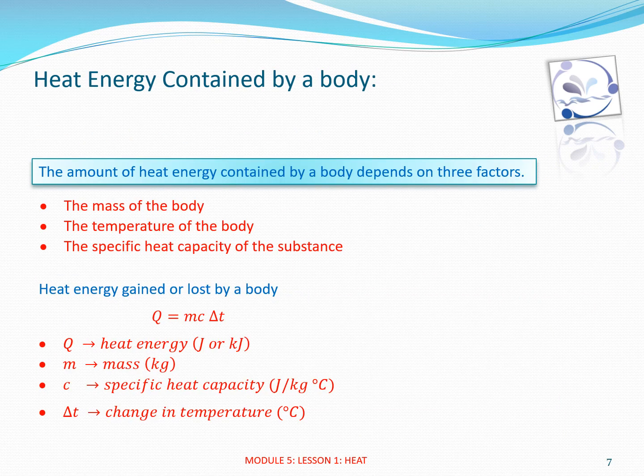Heat energy contained by a body. The amount of heat energy contained by a body is influenced by three factors: mass of the body, the temperature of the body, and the specific heat capacity of the substance. Now, this will be a simple equation of heat energy gained or lost by a body.